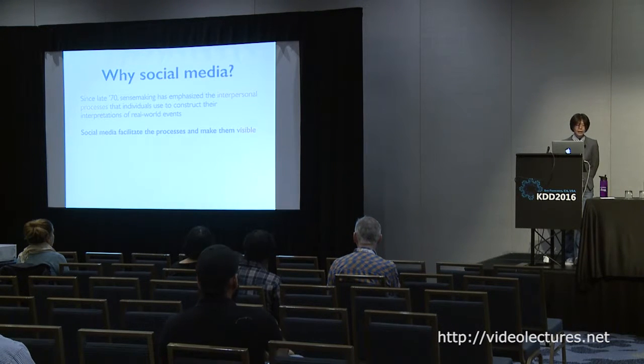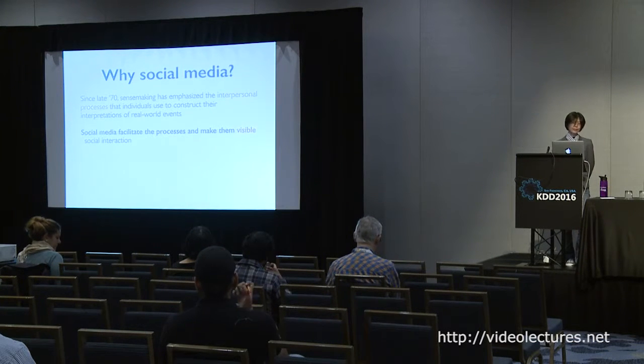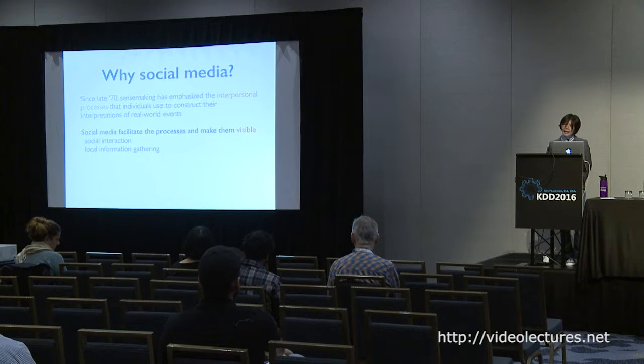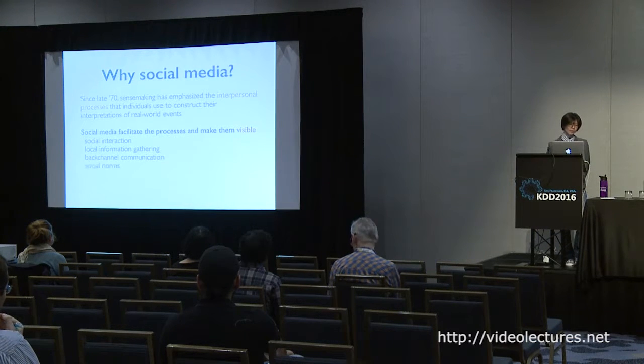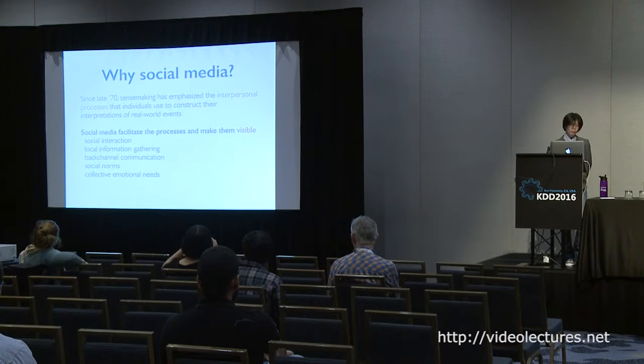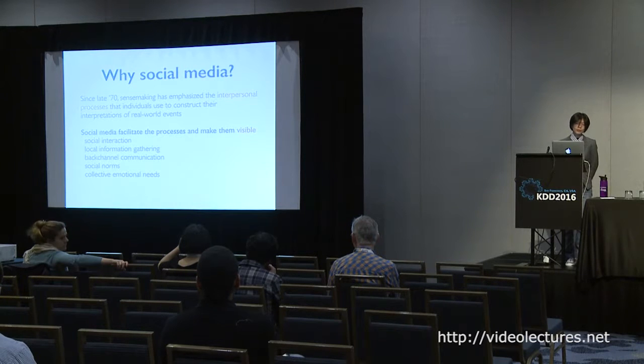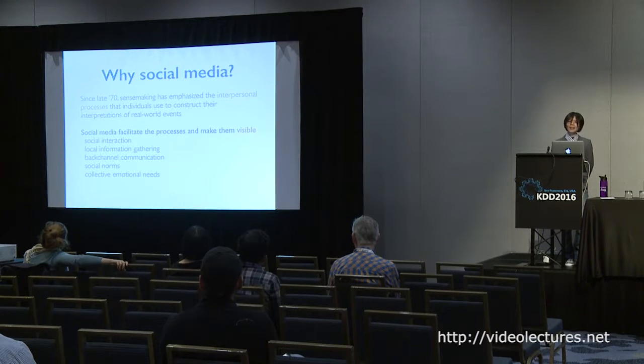Social media have the following properties: they enable social interaction and make it visible to others. They enable local information gathering and make it visible. And they enable back channel communication, so you communicate about an event as a back channel. That allows for establishing social norms and supports collective emotional needs, and also makes all these processes visible to others. So this makes social media an ideal place for studying collective sense-making.